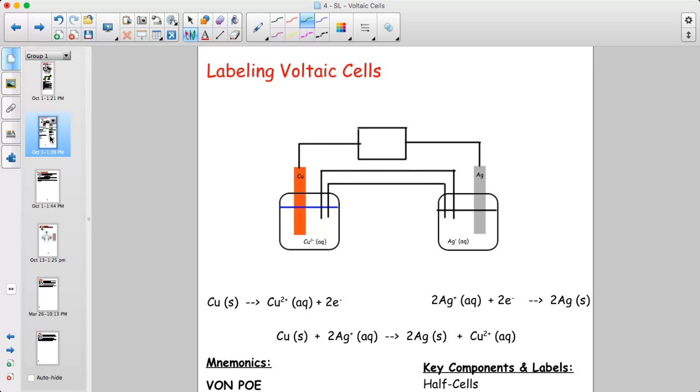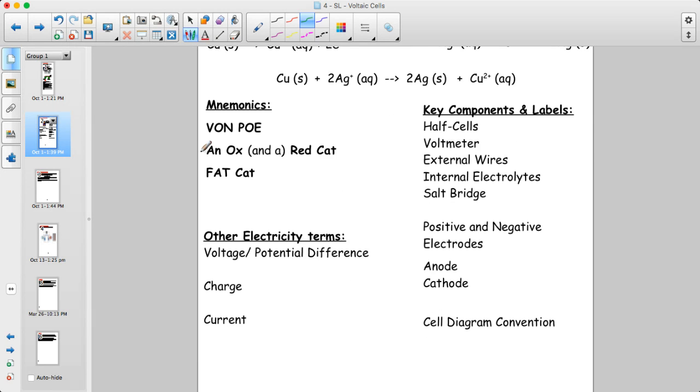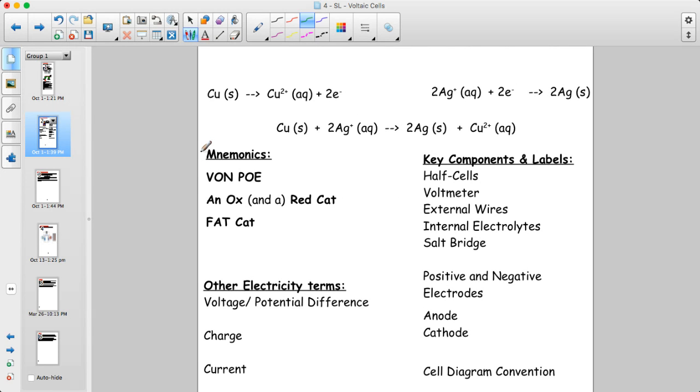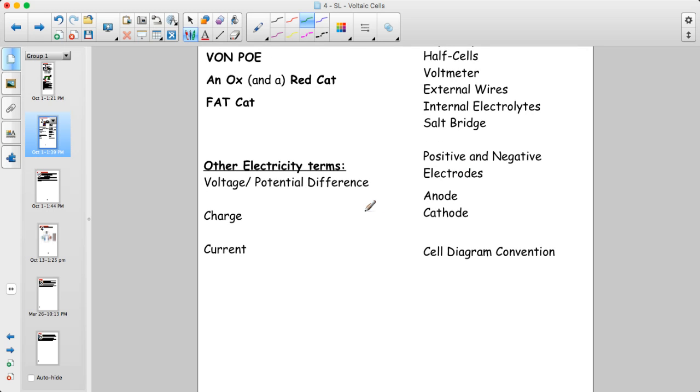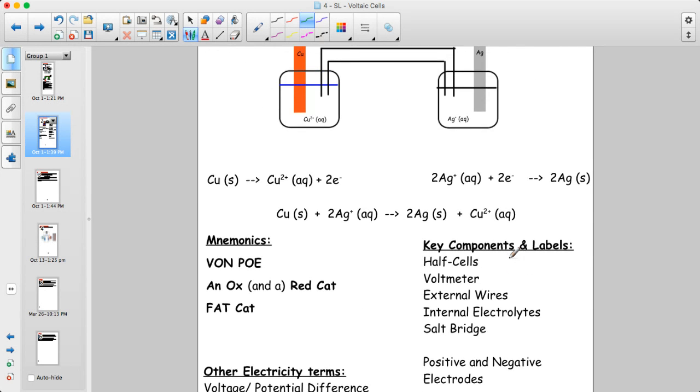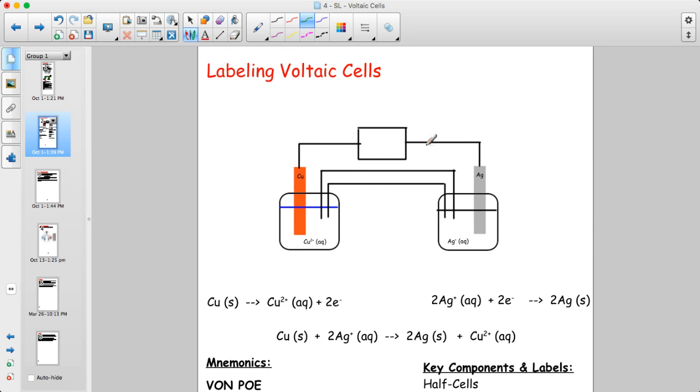Make sure we know all these different mnemonics. We can talk about half cells, voltmeter, external wires, internal electrolytes, salt bridge. We labeled the electrodes. Final things to go over: you're going to see things about voltage and current. Those aren't too important for you guys in SL, so I'll leave them off for now. Cell diagram convention is, I think, a rather minor point, but we'll go over it just because it's here on the video, and then we'll stop.